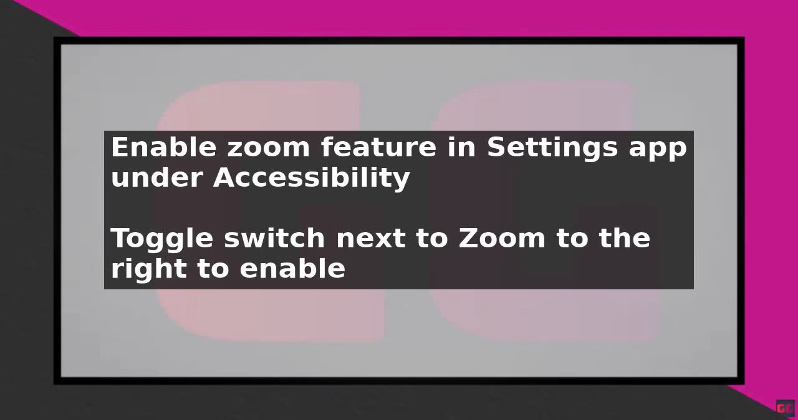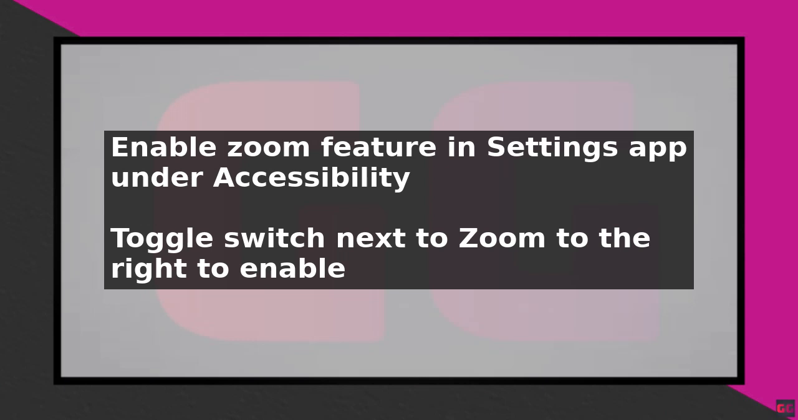To zoom in 15 times on an iPhone, you will need to enable the zoom feature and then use the digital zoom. Start by going to the Settings app on your iPhone. Then tap on Accessibility, and then tap on Zoom. Toggle the switch next to Zoom to the right to enable it.